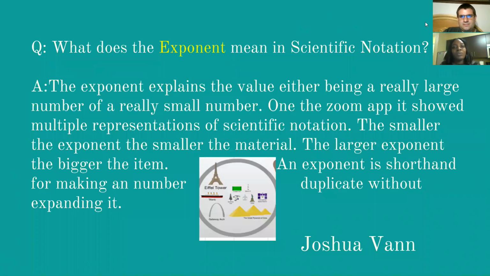What does the exponent mean in scientific notation? The exponent explains the value as either a really large number or a really small number. The Zoom app showed multiple representations of scientific notation. The smaller the exponent, the smaller the material. The larger the exponent, the bigger the item. An exponent is shorthand for making a number duplicate without expanding it.